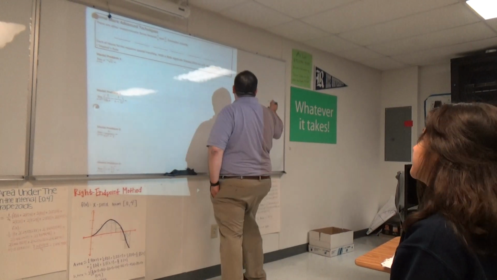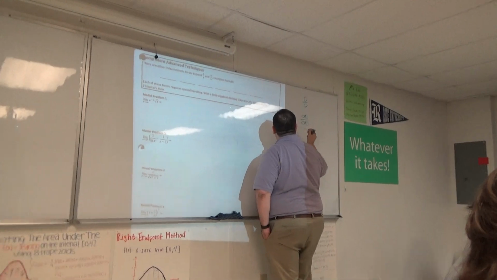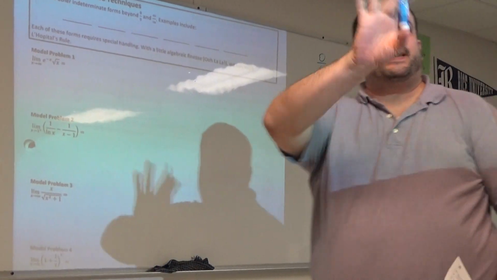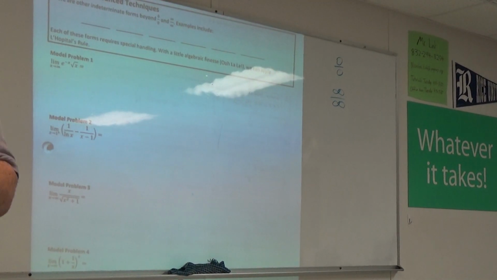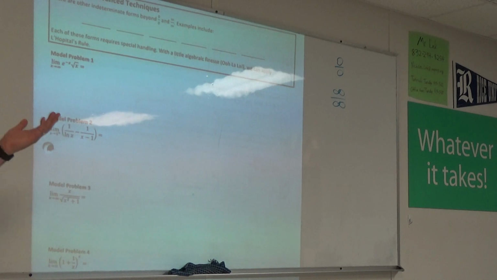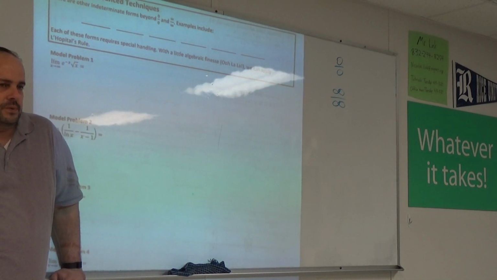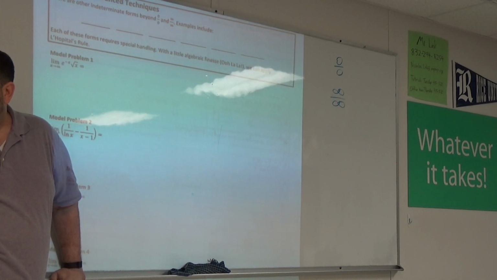So, here's the thing. For folks that are in the front, there are two indeterminate forms that you know. Folks in the back, keep working on the homework. There are two indeterminate forms that you know, 0 over 0 and infinity over infinity. My question for y'all is, why are they indeterminate forms? They're unsolvable. That's one way to say that. What else? It's not a number.